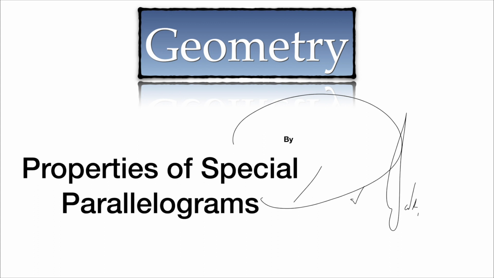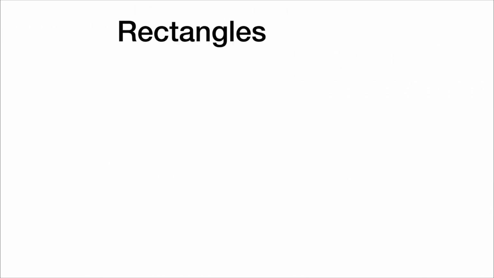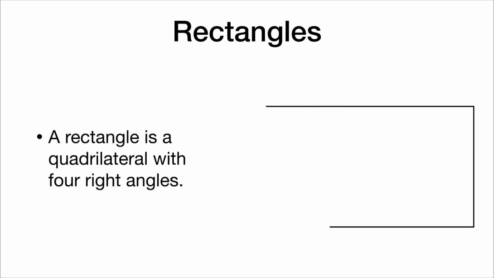So let's get started talking about the properties of special parallelograms. Now, there's a few types of special parallelograms, and the first one is rectangles. Now, what is a rectangle, you may ask? A rectangle is a quadrilateral with 4 right angles. Any quadrilateral with 4 right angles is going to be a rectangle.